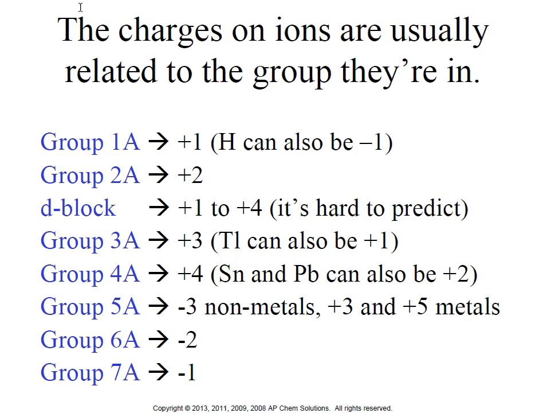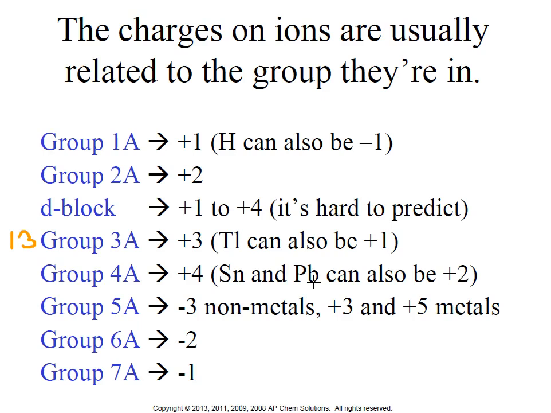Group 2A, which is just what we would refer to as group 2, commonly +2. They have 2 valence electrons that they're going to lose. In the D block, that's our transition metals, and the F block as well, those elements can have a charge from 1 to 4, and it's really hard to predict what they are. When we move into group 3A, that's what we would call group 13 on the periodic table. So when they say 3A, talking about group 13, like where aluminum is, these elements are commonly +3 because they have 3 valence electrons to lose.